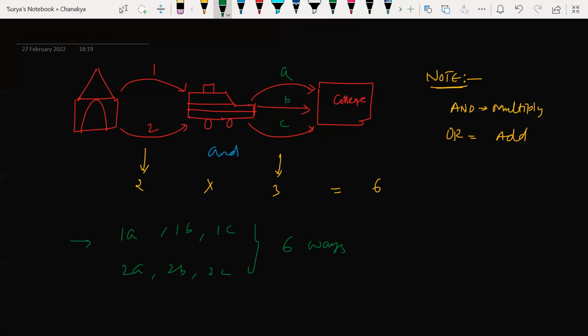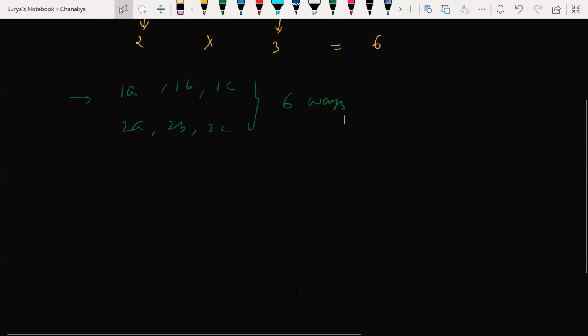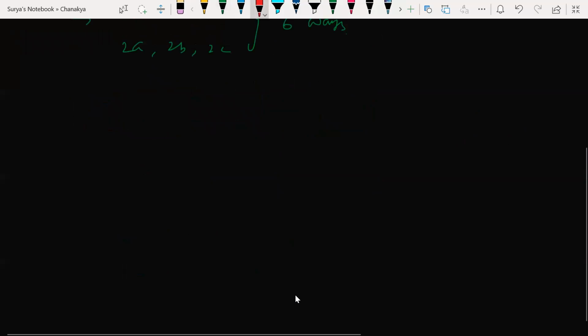So here I'm using "and", so I'm multiplying. Okay, so now let's see one example, then you will understand why I am telling you this. Okay, this was the best example to understand the difference between "and" and "or". Okay, yesterday we solved 2 questions, right? Let's see one more question.